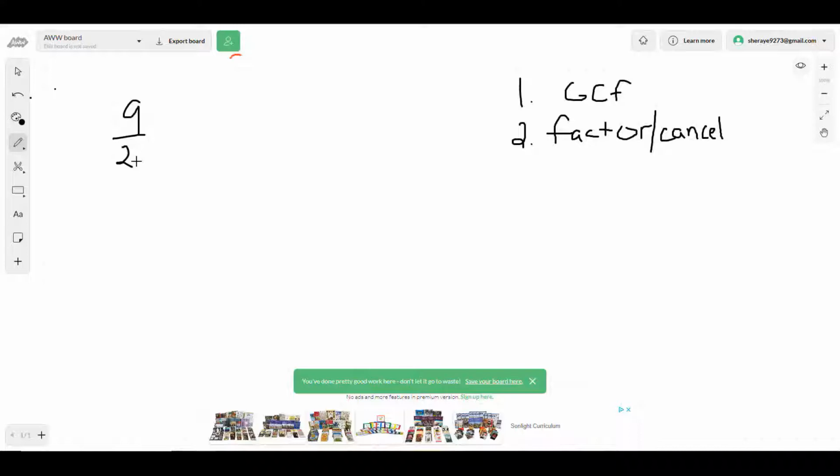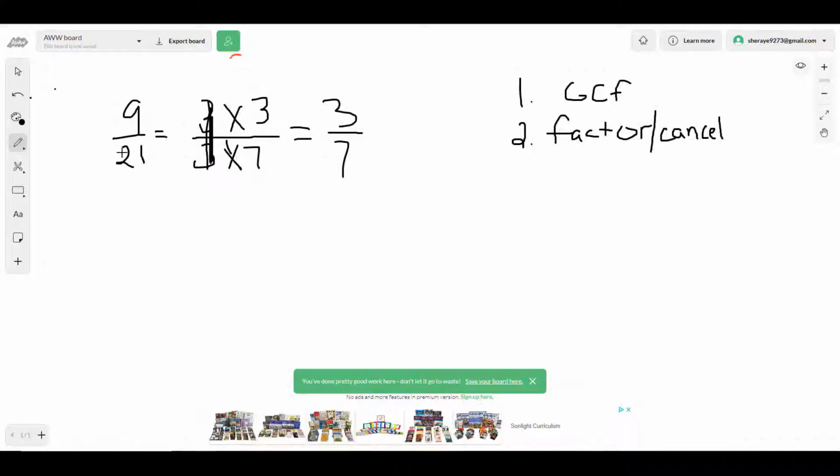9/21. Okay, now we're going to use factoring and canceling. To get 9, the only thing you can do is this. And then for 21 is this. Okay, mark out what's the same, cancel that out. So what you're left with is the simplified fraction. 9/21 simplifies to 3/7.